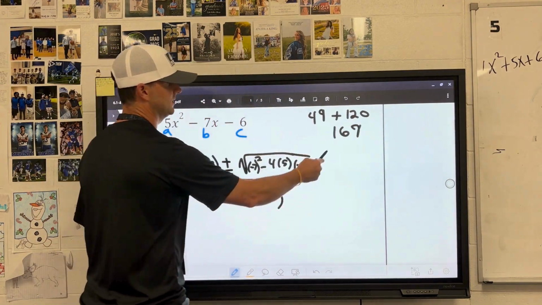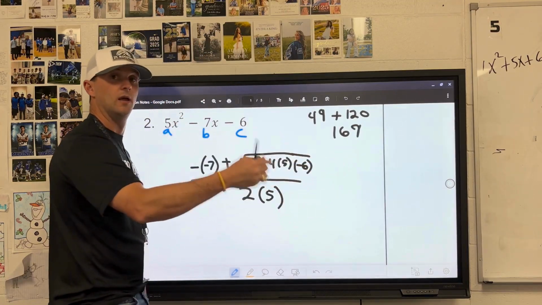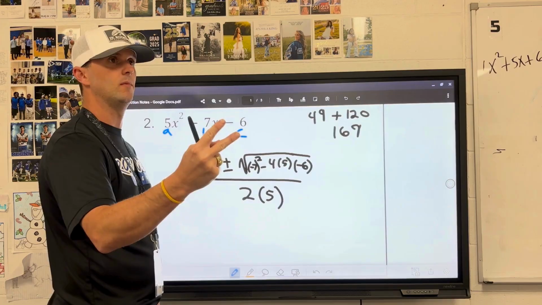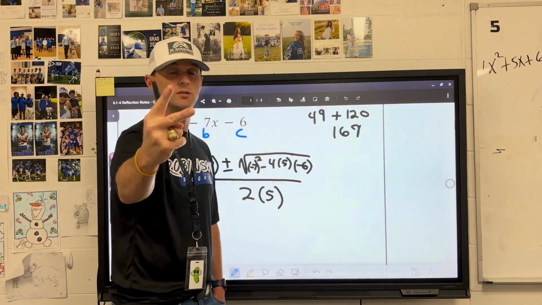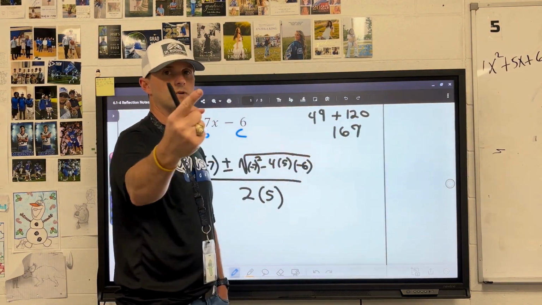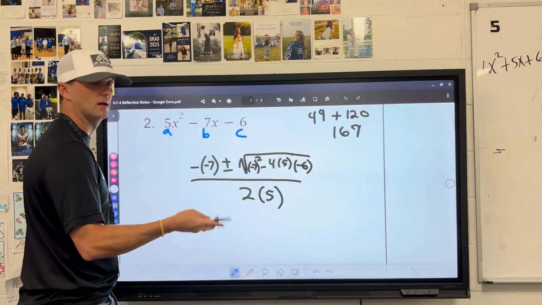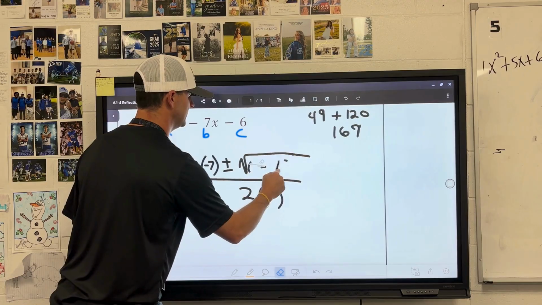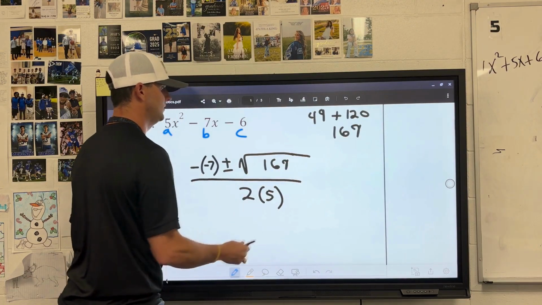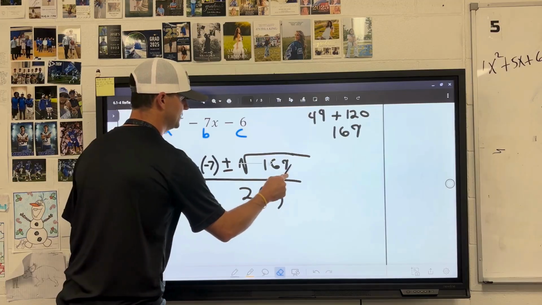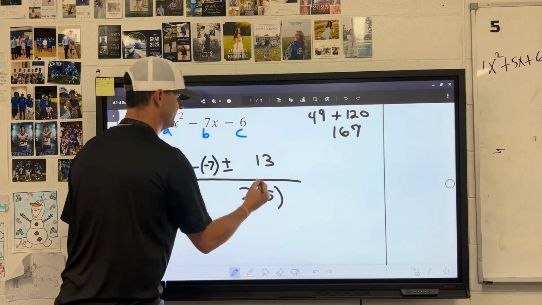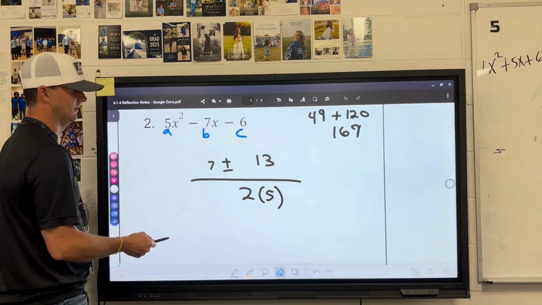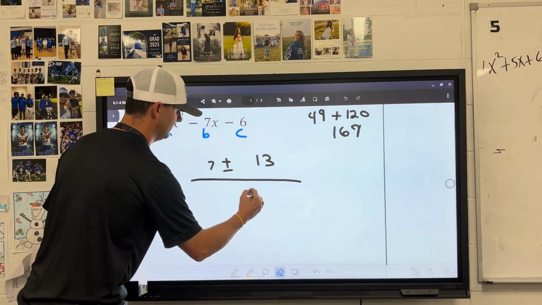Okay. So right now, remember, if it's a whole number, that means there's going to be 2 solutions. If it's 0, then it's 1 solution. If it's a negative number, then it means undefined. There's no solution. So all this in here is going to end up being 169. Well, if I end up doing the square root of 169, that's actually going to turn into 13. Okay? Now, negative 7 is going to turn into positive 7. And then 2 times 5 is going to end up giving me 10.